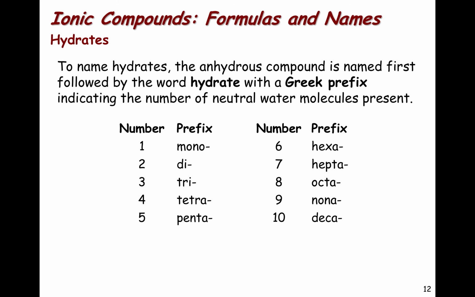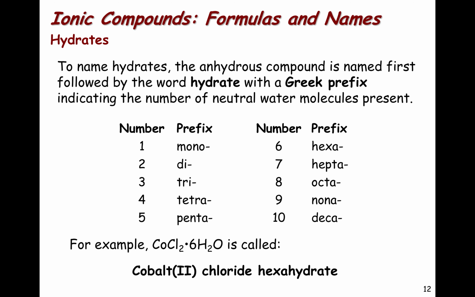In some cases, you will need to include waters of hydration in the formula, and in this case you'll need to know some prefixes that tell us the number of water molecules. These are Greek prefixes that are very familiar to most of you, so things like mono, di, tri, tetra, and so on and so forth. It turns out that cobalt(II) chloride forms a hexahydrate quite readily, and there are many other transition metals that form hydrates as well.